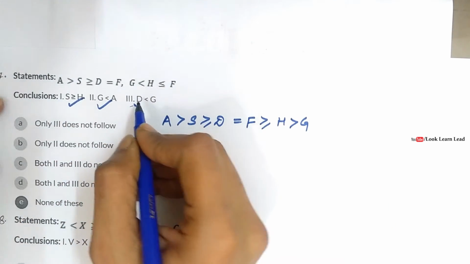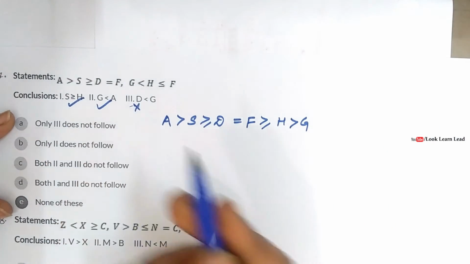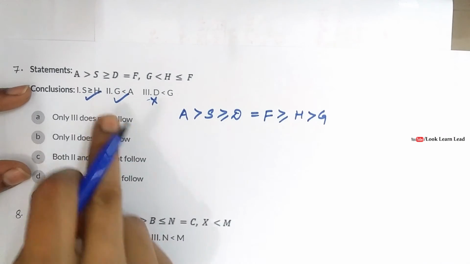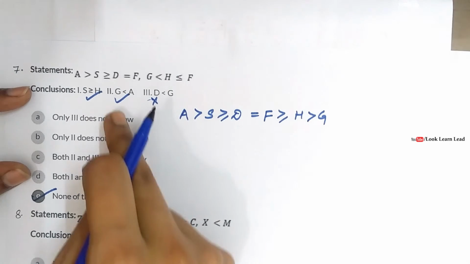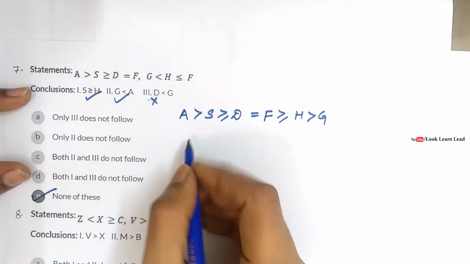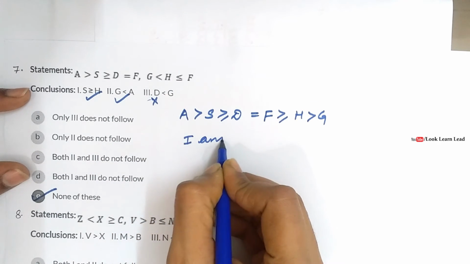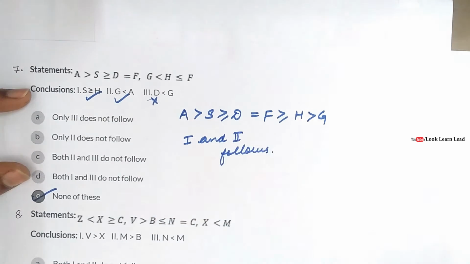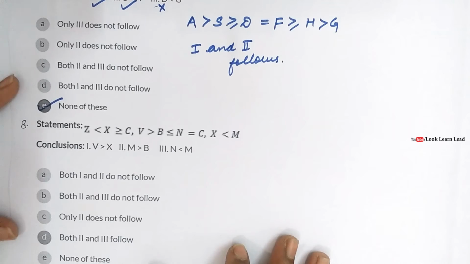So it is false. So answer would be 1 and 2. 1 and 2 is not in the option. Okay, so it would be none of these. So it is 1 and 2 follows. Okay, is it clear? Next, move on to the next question. This is the last question.